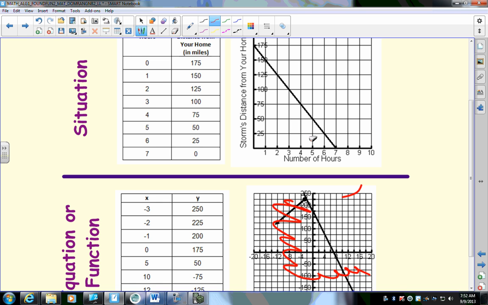And so the range has to stay up here between 0 and 175. That's the range, I'm sorry, and the domain from 0 to 7. Because after 7 hours, that would mean that the storm has actually gone past you, but you're talking about how many miles it gets to you.